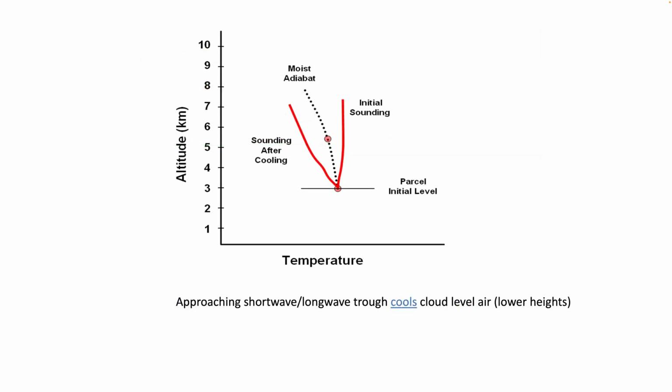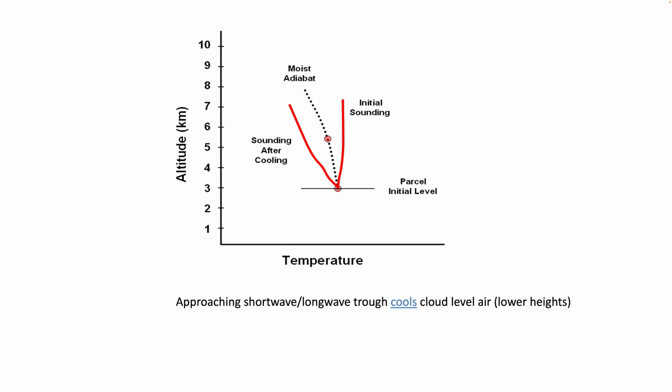Now, in addition to the atmosphere being stabilized as a result of latent heat release at cloud level and cooling at the surface, we actually also can find that we can get thunderstorm activity as a result of large-scale cooling at upper levels. And so we actually can see instability or destabilization of the atmosphere as a result of an approaching short wave or long wave trough causing cooling of cloud level air.